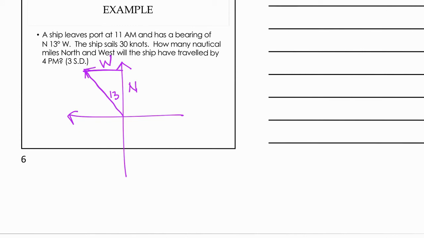I just realized I missed a very important part of this, which is that the ship sails 30 knots. And knots are not difficult. Knots are just nautical miles per hour. It's just a unit used by sailors. So 30 knots, and how long has it been sailing? It left at 11, it's now 4 p.m., so 5 hours at 30 knots, so 150 nautical miles. 150 nautical miles is how far this ship has sailed.